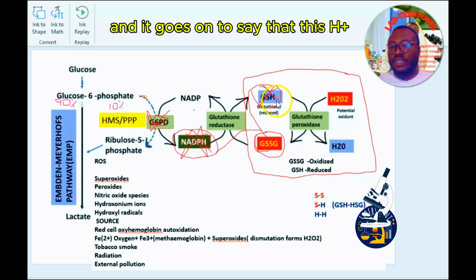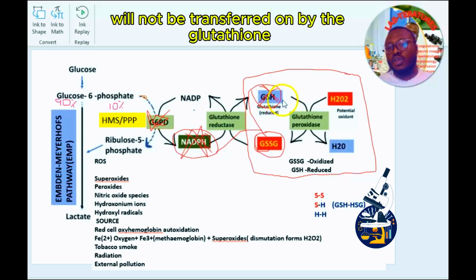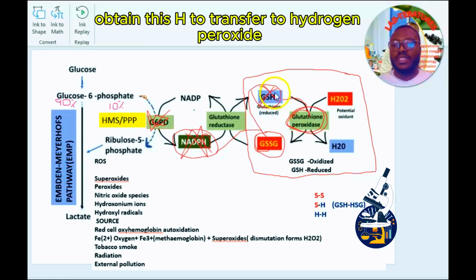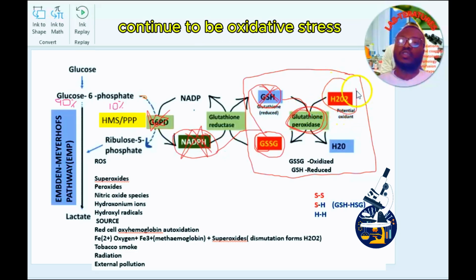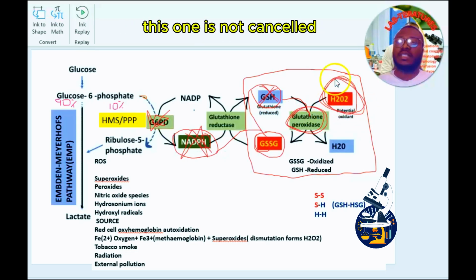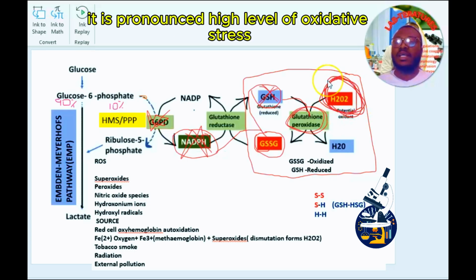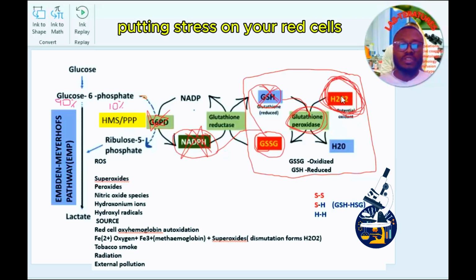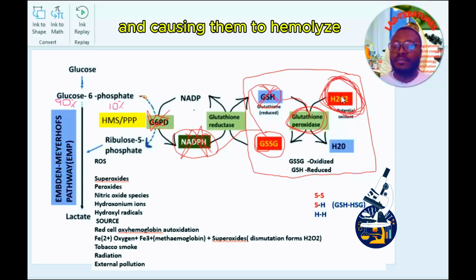And it goes on to say that this H+ will not be transferred on by the glutathione peroxidase. So the glutathione peroxidase will be there, but it cannot obtain this H to transfer to hydrogen peroxide, which means that there will continue to be oxidative stress. This one is not cancelled, it is pronounced. High level of oxidative stress, radicals being produced, putting stress on your red cells and causing them to hemolyze.